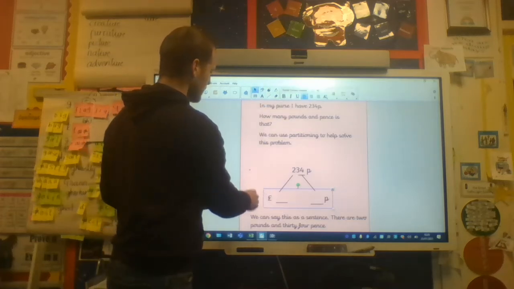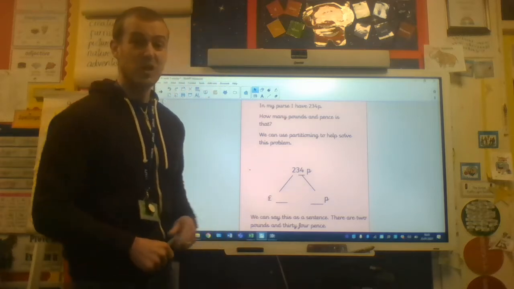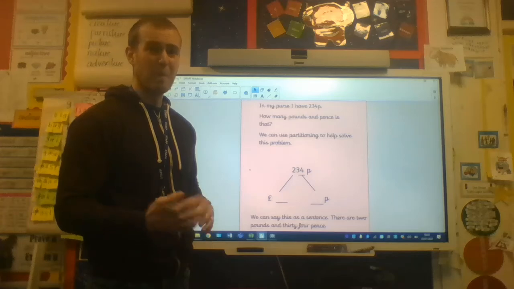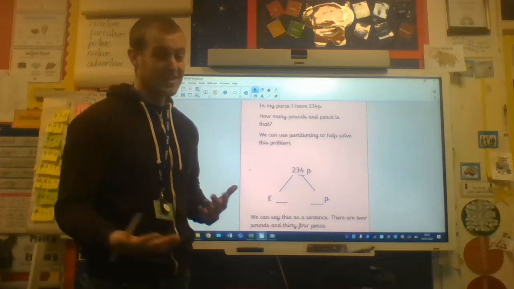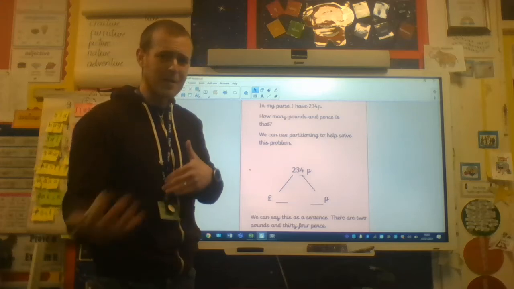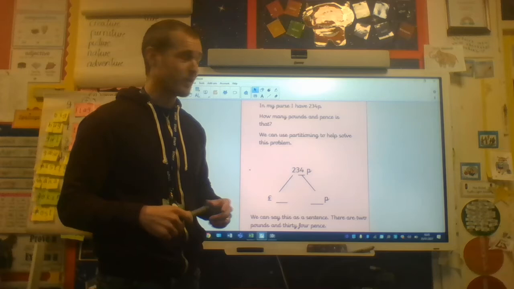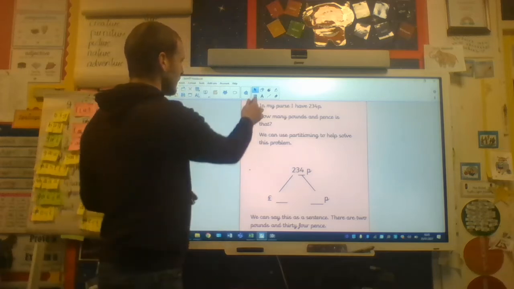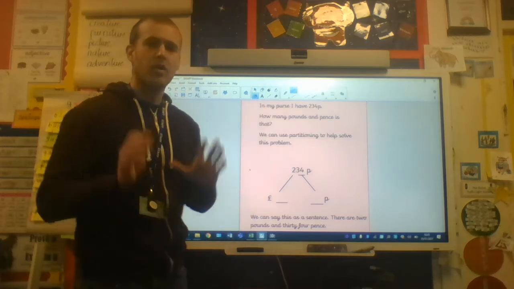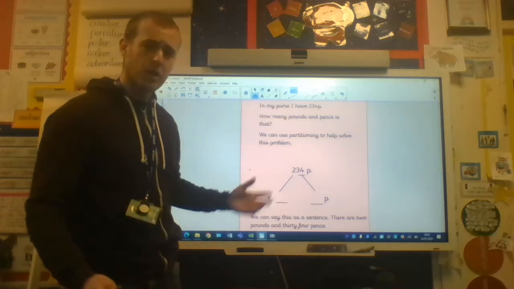Now in my purse, I find 234 pennies. And that's a lot of pennies. I wonder how many pounds and pence that is. We can use partitioning to help us solve this problem. We know that 100 pennies equals a pound. Let's use our place value.